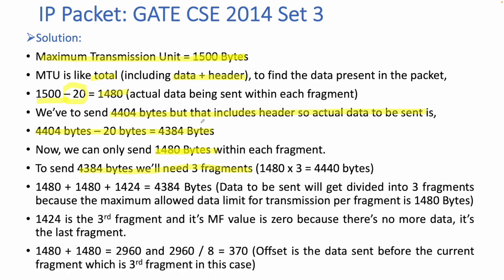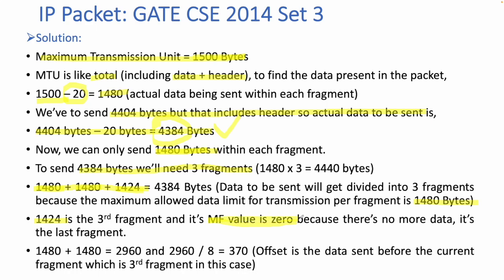So we will divide this 4384 into 3 components of 1480. In the first component we get 1480 maximum. In the second component we also get 1480 maximum amount of data in a fragment. In the third component, since only this much data is allowed, we will get 1424 remaining bytes, right? Data to be sent will get divided into 3 fragments because the maximum allowed data limit for transmission per fragment is 1480 bytes. Now the third fragment will have 1424 bytes, and its more value, that is how much data remains, is 0. Why? Because it's the last fragment.